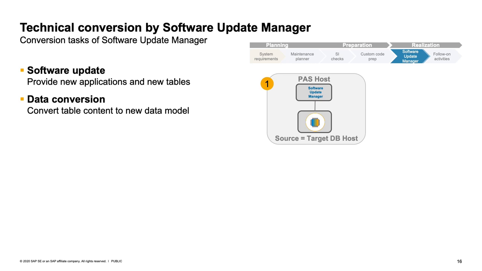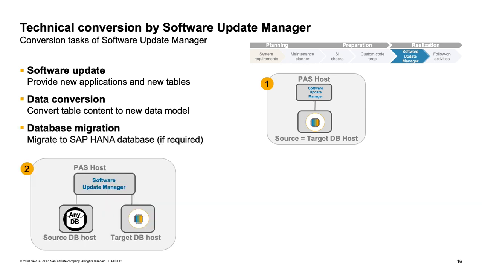You see a simple architecture picture for the case that the source system is already on SAP S/4HANA, which is not a requirement, as I mentioned. So for the case number two here, source is not yet on HANA, the Software Update Manager will execute the database migration. We call this DMO, and so the architecture picture contains a source database type and a target database, which is the HANA host there.